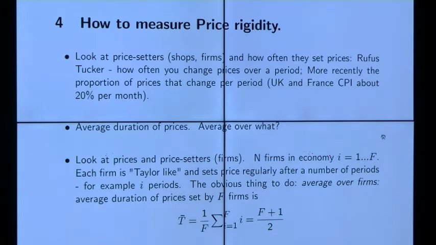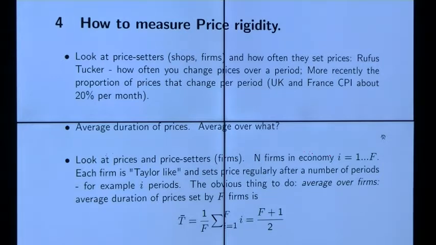Each firm sets a price regularly after a number of periods. So, for example, if you're tailor 2, you set a price for 2 periods, and then for another 2 periods, and then for another 2 periods. If you're tailor 1, you set a price every period. If you're tailor i, then you set a price for i periods. And we simply assume that the maximum number of periods is F.